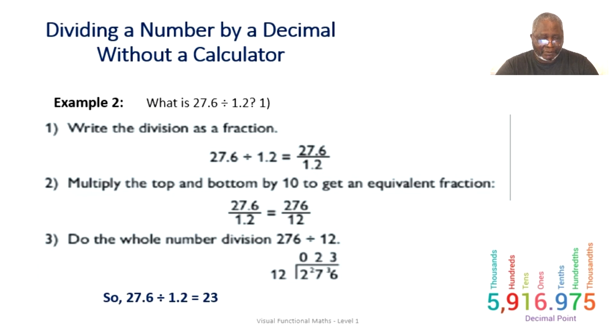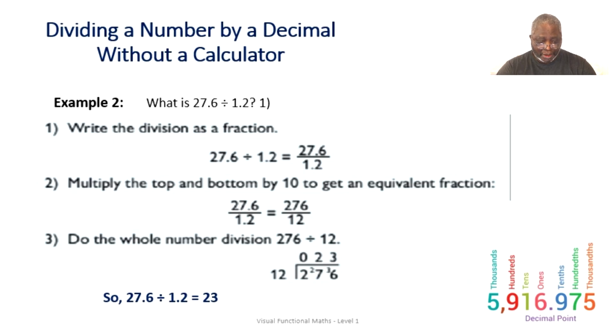Example 2, dividing a number by a decimal without a calculator. What is 27.6 divided by 1.2? Write the division as a fraction. 27.6 divided by 1.2. So you write it 27.6 over 1.2, that's a fraction. Then multiply the top and bottom by 10 to get the equivalent fraction. And you do the same at the bottom because both top and bottom have just one decimal place.